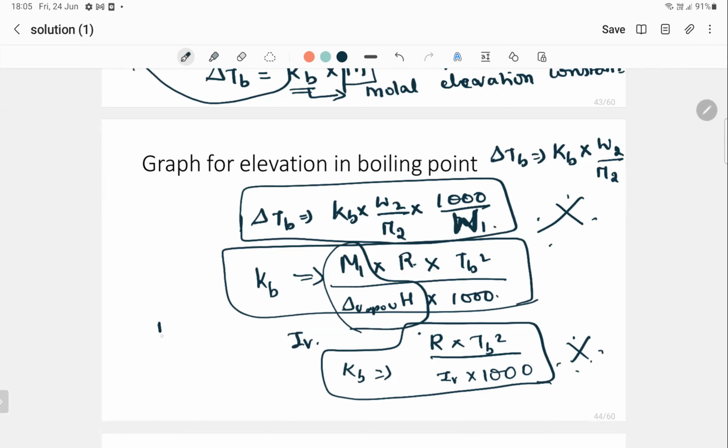No, wait. M1 divided by delta vaporization enthalpy is equal to 1 by IV. So I can interconvert delta vaporization enthalpy by M1, it is equal to IV. Clear with this one till here? Now we can move to the next one, depression in freezing point. After that, we can do some problems.